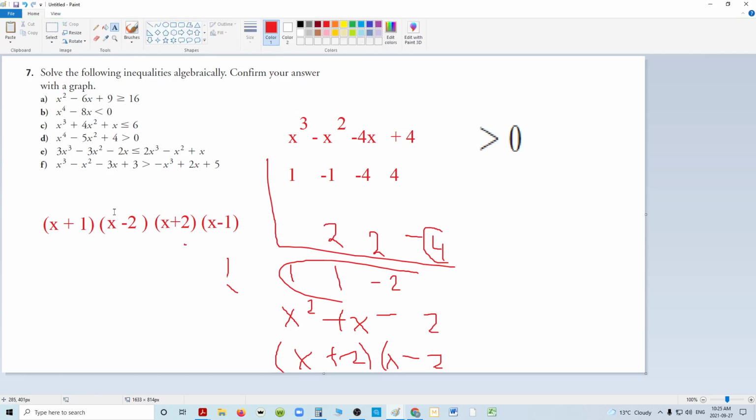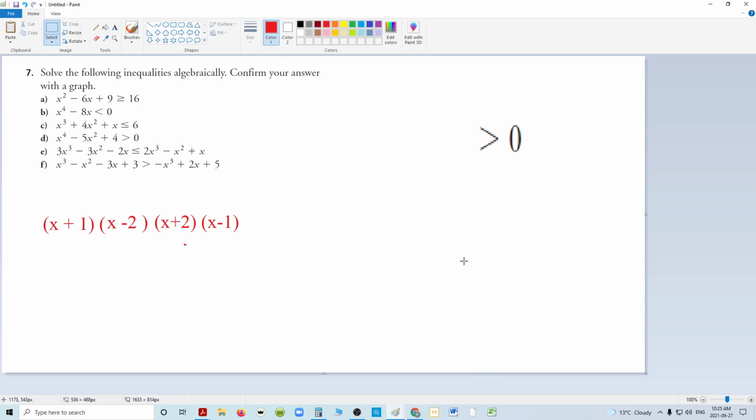And I thought I did minus 1 and couldn't figure it out. So I guess I must have made an error. So I'm just making sure. Anyway, assuming I didn't make an error, we're looking for when this graph is above 0.